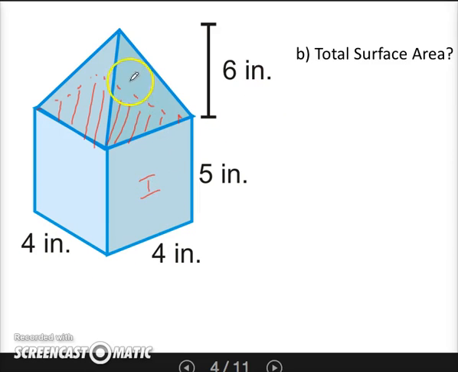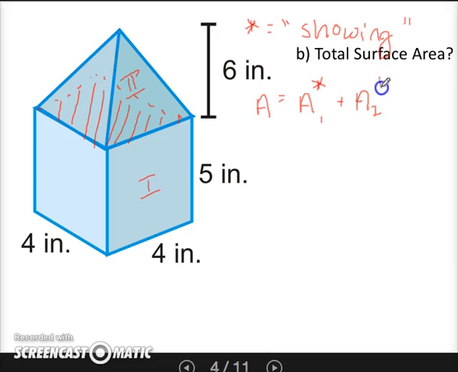We can still call these things 1 and 2. So the area is still going to be some combination of these two surface areas, but I'm going to invent a new kind of notation here. I'm going to say the area of 1 that's showing. So this little asterisk is going to mean the part that's showing, plus the area of 2, the part of that that's showing.